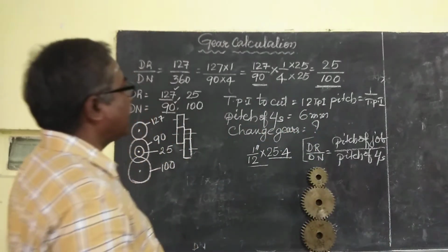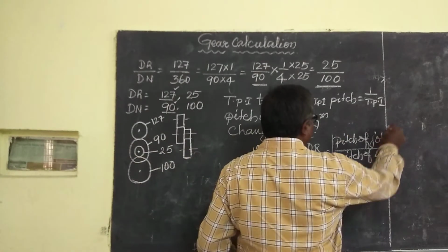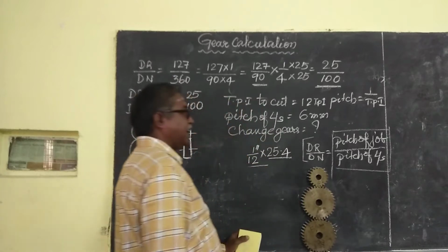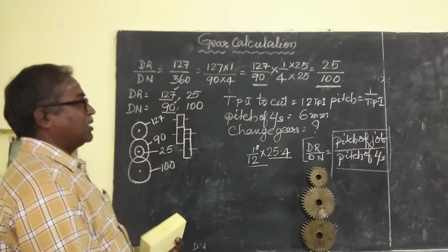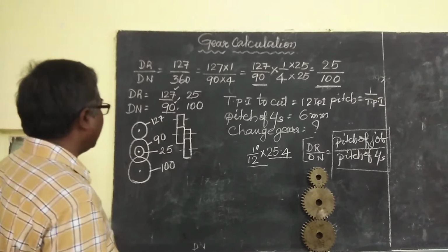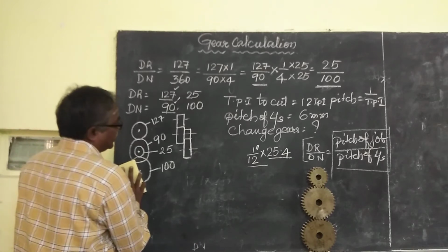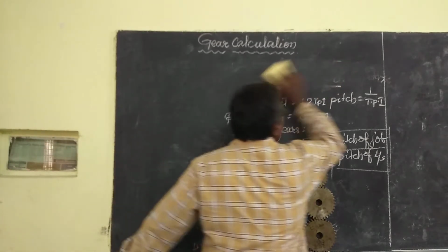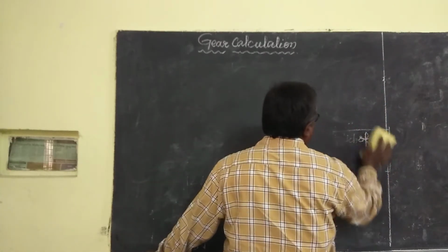Now, sometimes, we already discussed the pitch of job by pitch of lead screw to get the gears. Now we are going into another formula: lead to be cut by lead of lead screw. We will discuss that. So how will the lead come? The pitch is over. Now we are going into another one.